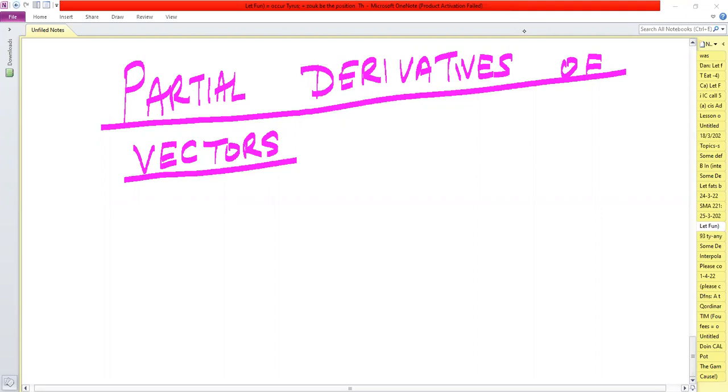Here we discuss the partial derivatives of vectors. We start by defining what we mean by the partial derivative of a vector, and then provide an example to illustrate how to compute the partial derivatives.